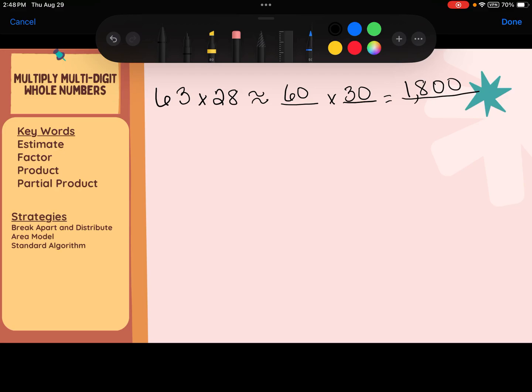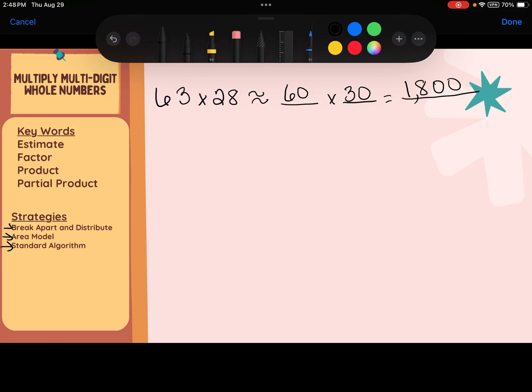So in 5th grade, we use 3 strategies. We look at the break apart and distribute, we look at the area model, and we look at standard algorithm. And standard algorithm is the one that we really want them to know for this particular standard, and we push them to get. So that's our end goal. That's with the goal in mind.